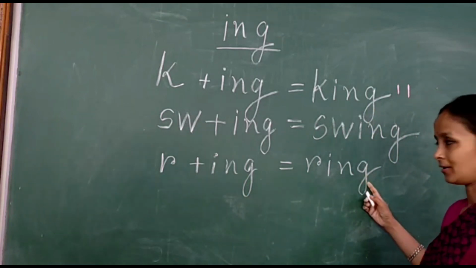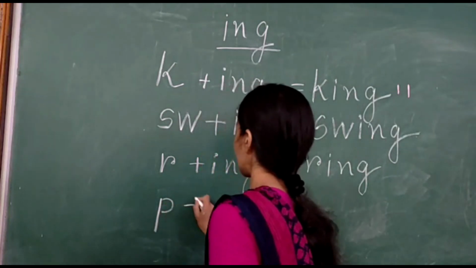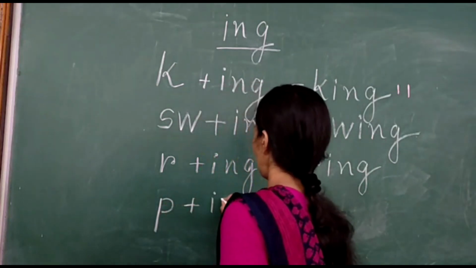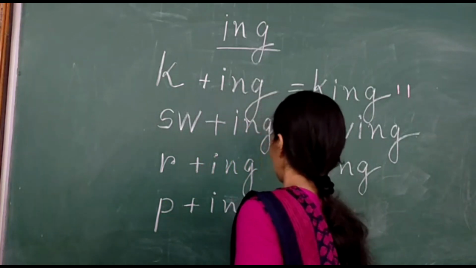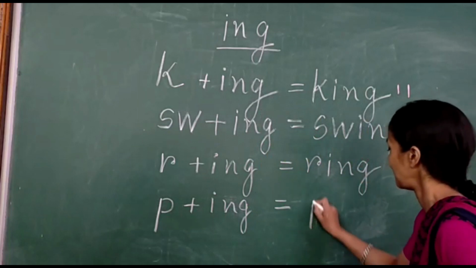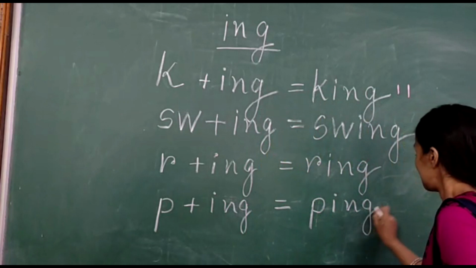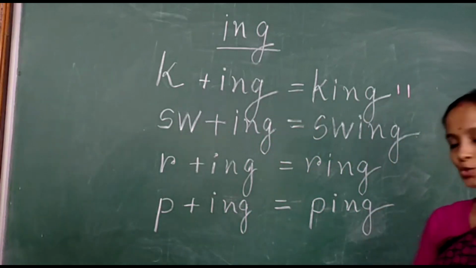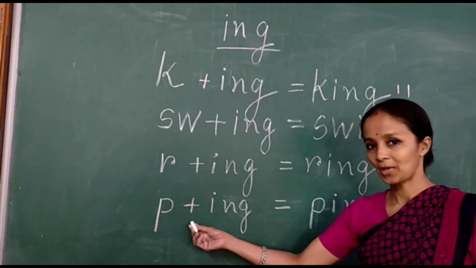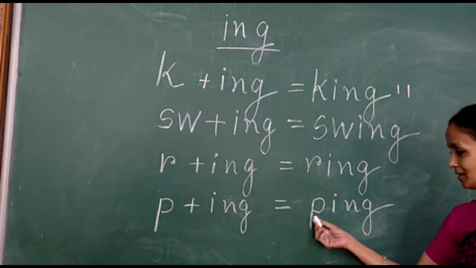R-I-N-G, ring. If we add P with ing, it will be ping. P-I-N-G, ping. So P plus ing, ping.